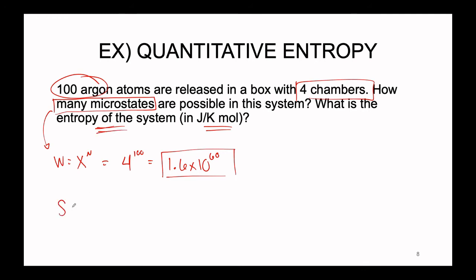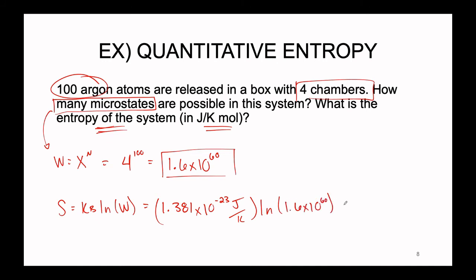Well, we can use Boltzmann's equation. S is equal to Kb times the natural log of W to figure this out. So we're going to take Boltzmann's constant, which is equal to 1.381 times 10 to the negative 23 joules per Kelvin. And we're going to multiply it by the natural log of our W, which is 1.6 times 10 to the 60. Now, as we crunch these numbers, we find that our initial entropy S ends up being equal to 1.9 times 10 to the negative 21 joules per Kelvin.